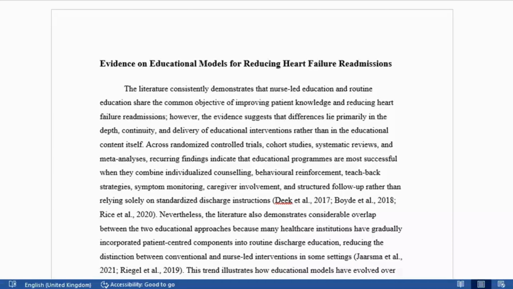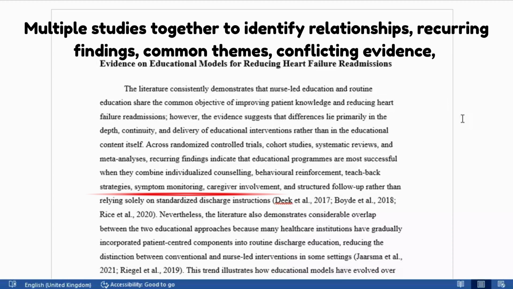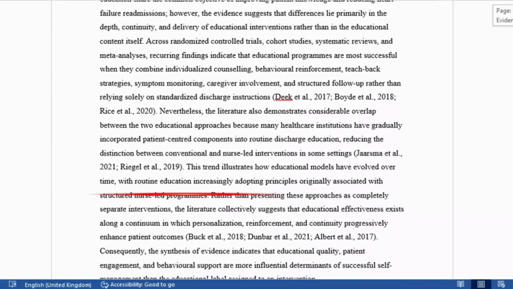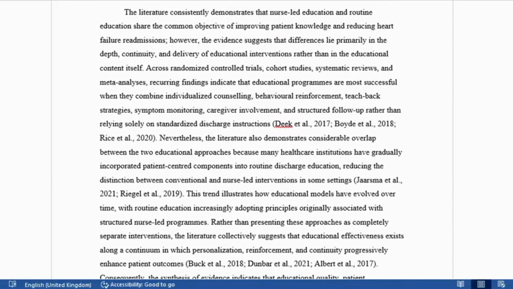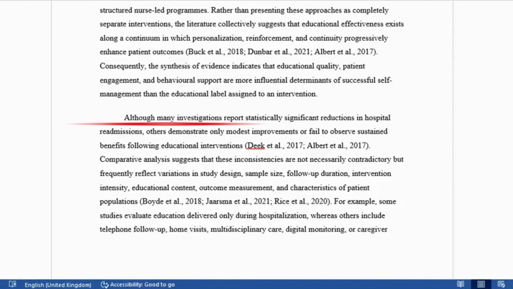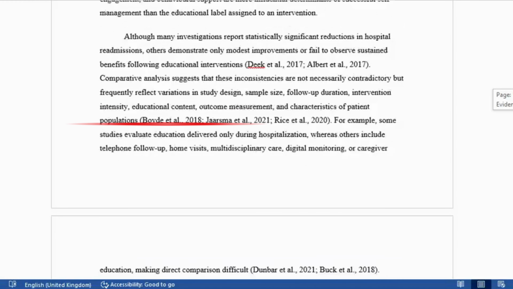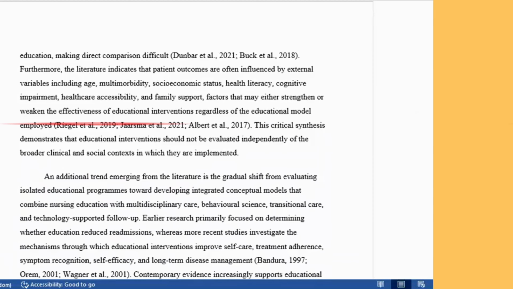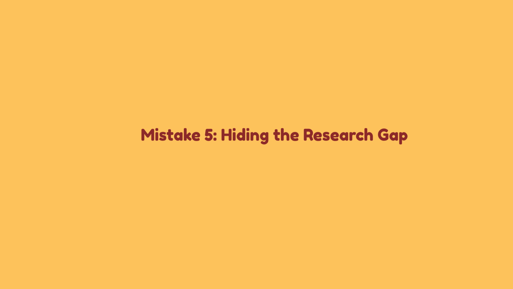The purpose of a literature review is not to repeat previous research but to synthesize existing knowledge. Synthesis means bringing multiple studies together to identify relationships, recurring findings, common themes, conflicting evidence, theoretical similarities, methodological differences, and overall research trends. It also involves critical analysis, where the researcher evaluates strengths, weaknesses, inconsistencies, and gaps across the literature instead of accepting every study equally. Mistake 5. Hiding the research gap.